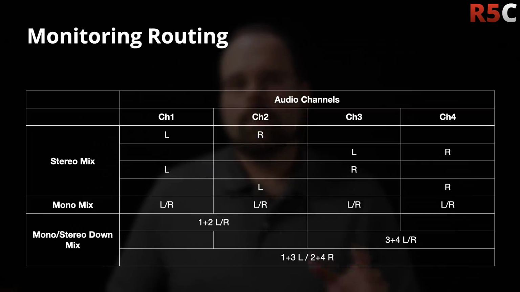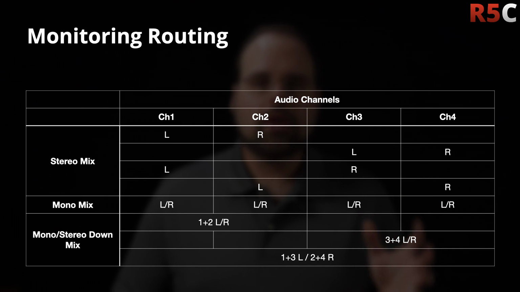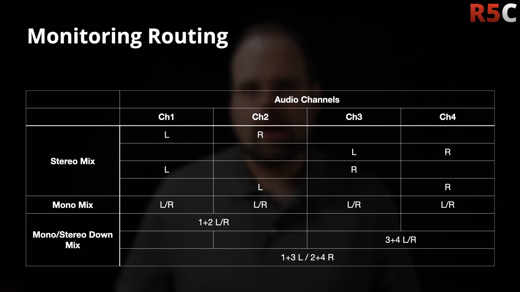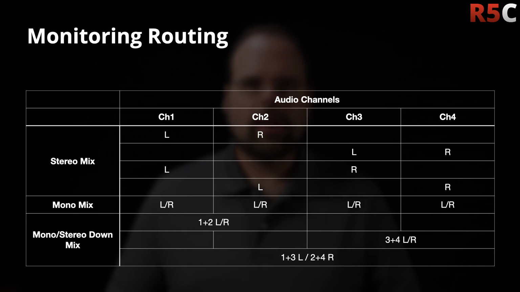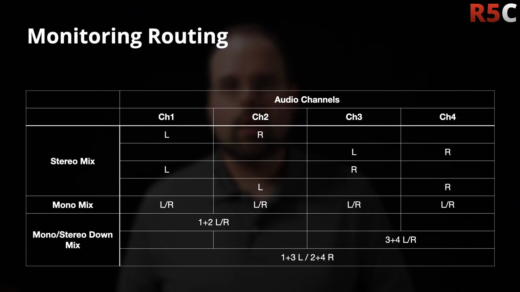Now, in the case of the headphone jack, the camera offers a pretty significant selection of choices for what you can route. So it basically breaks down into 3 major modes of operation. There's stereo mix mode, where the camera will pick 2 channels and then route them to your headphones, 1 to the left, 1 to the right.